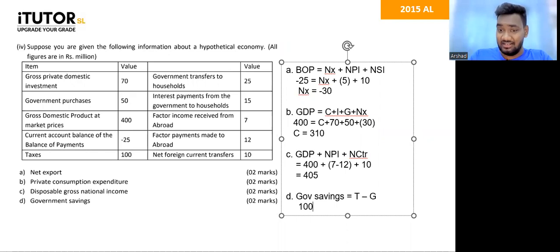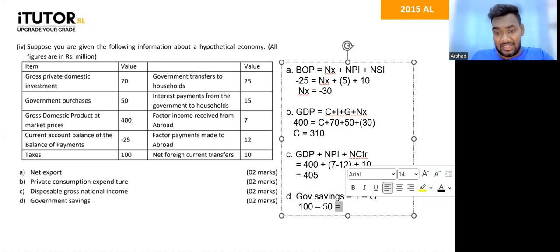Taxes are 100, government purchases are 50. So how much is our government savings? Oh no, there is this also: government transfers to households and interest payments from the government also. Sorry, I didn't see that. So you can minus all of that.